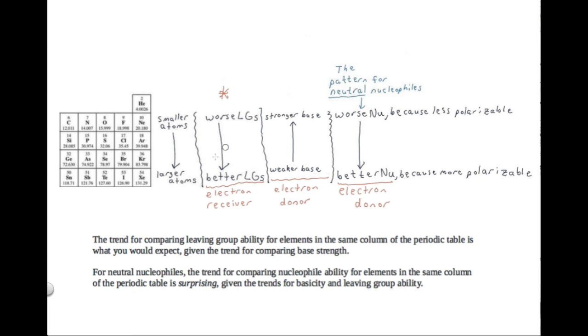Can you figure out why a larger atom would be a better leaving group and a smaller atom would be a worse leaving group? Well, of course, you could just say that it makes good sense that this trend for leaving groups should be the opposite of the trend for bases. If bases' strength increases in this direction, it makes sense that leaving group ability should increase in this direction because leaving groups receive electrons while bases donate electrons. But let's try to explain that in more detail. Let's try to give a more detailed explanation for why a larger atom would be a better leaving group.